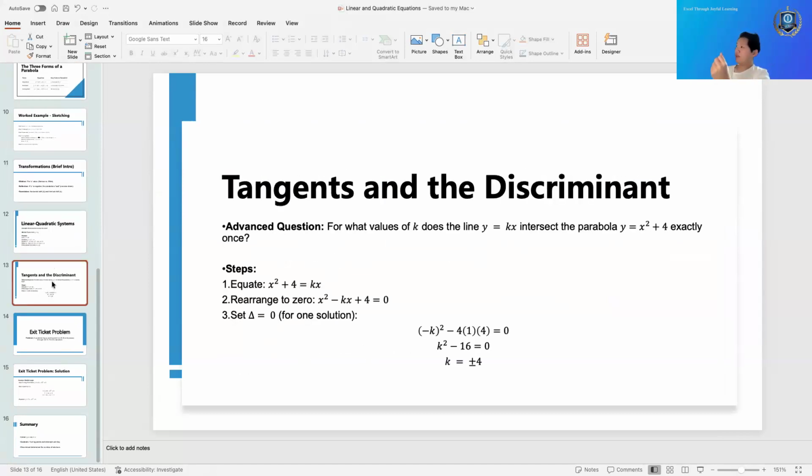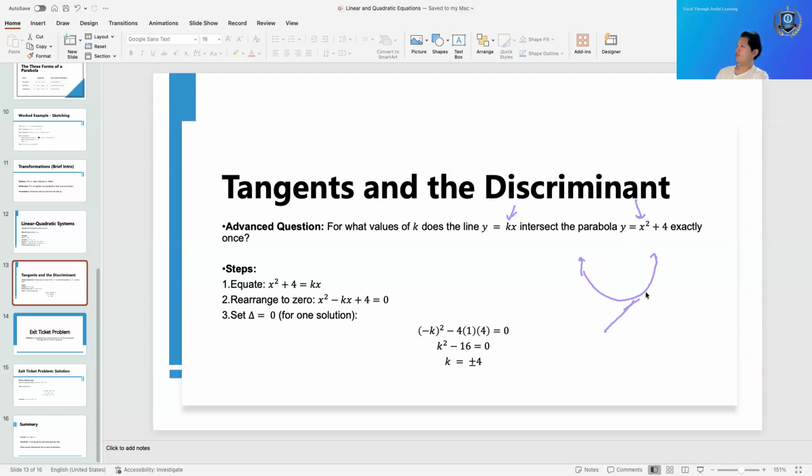Now we understand a little bit of the quadratic solving, looking at the intersections between graphs. We have our tangents and discriminant. How does this work? If I were given, let's say, y equals kx, right? I don't know what the gradient of the graph is, but I want to look for a particular gradient in which, when I intersect it with a parabola, I only intersect it once. Now, what does that look like? Imagine I have x squared plus 4, right? This is a parabola. What would a line look like if it intersected once?